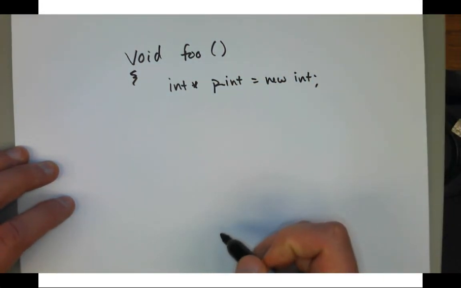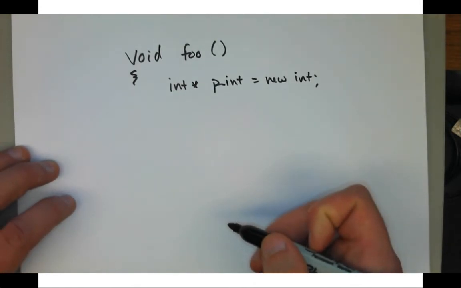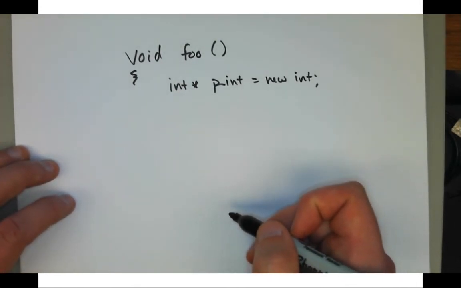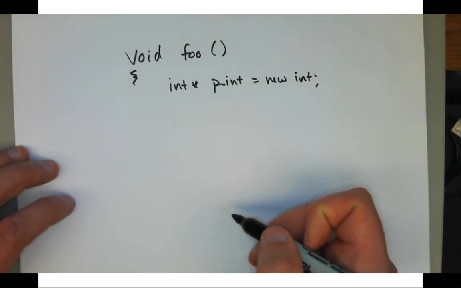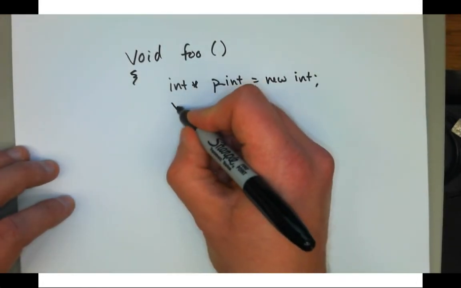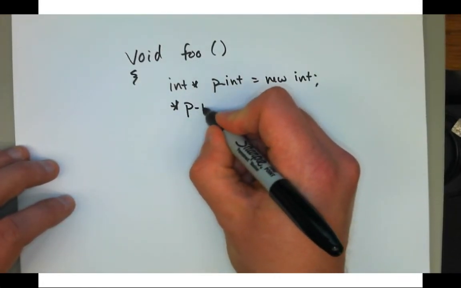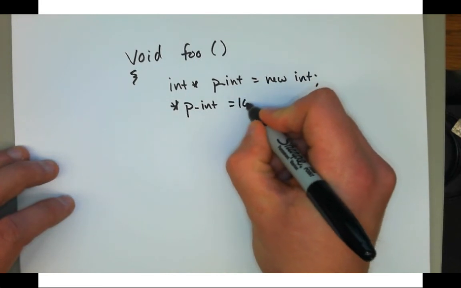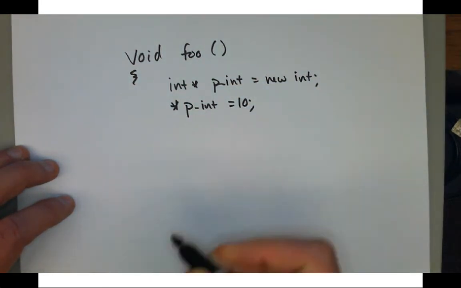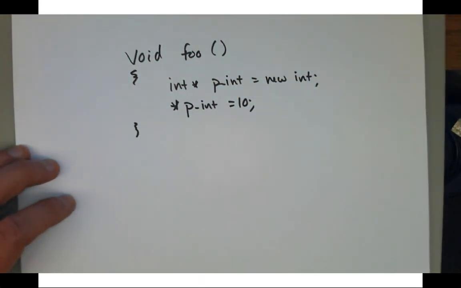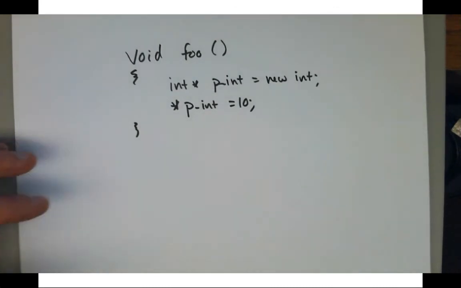Okay, so here I'm creating a pointer and a new integer on the heap, and I'm assigning the address of that new integer to the pointer. And here I'm dereferencing the pointer. I'm saying go to what pint points to and store the value 10 there. Okay. And let's just say that this foo function ends right there.